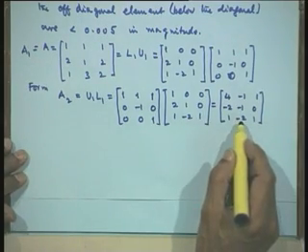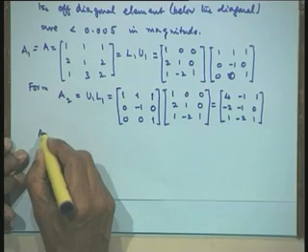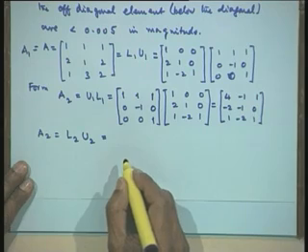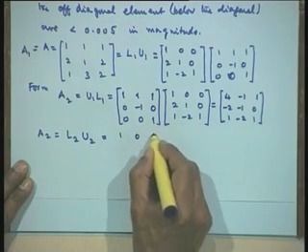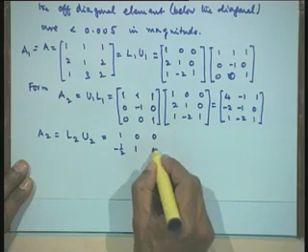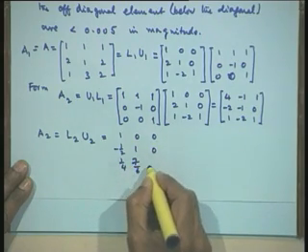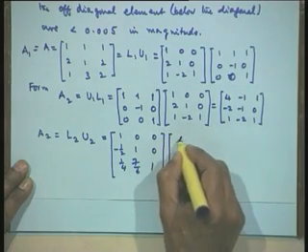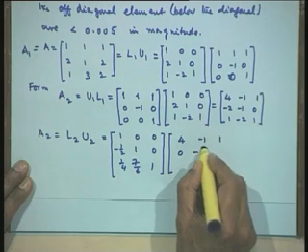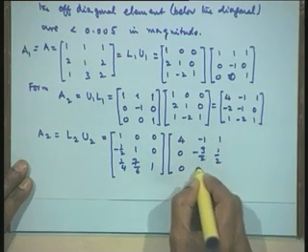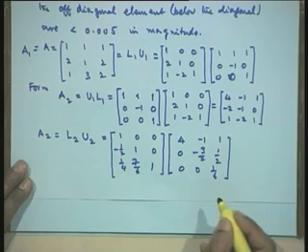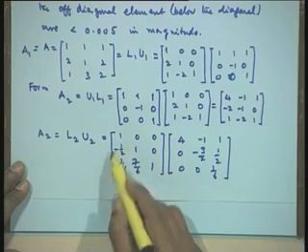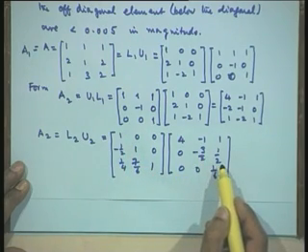Now, I must decompose this again. That means I must write A2 equal to L2 U2, and the values are: L2 is 1 0 0, minus half 1 0, 1 by 4 7 by 6 1, and U2 is 4 minus 1 1, 0 minus 3 by 2 minus half, 0 0 1 by 6. So, I have decomposed this into the product of a lower triangular matrix and an upper triangular matrix, with the lower triangular matrix in this form and the upper triangular matrix in this form.